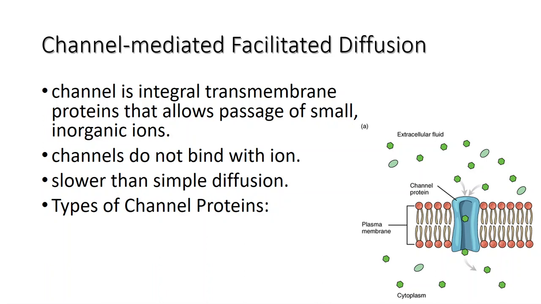One type of channel protein is open at all times. These are called leak channels, constantly allowing a particular substance into or out of the cell depending upon the concentration gradient. The second type, called gated channels, are closed most of the time and can only be opened by a particular biological signal.